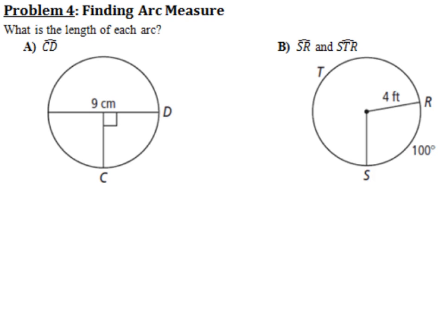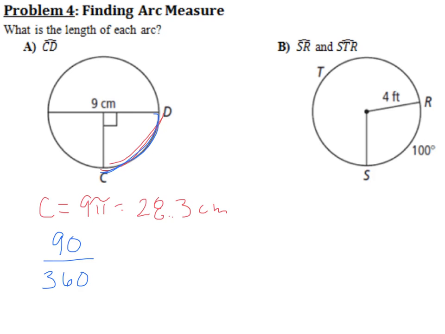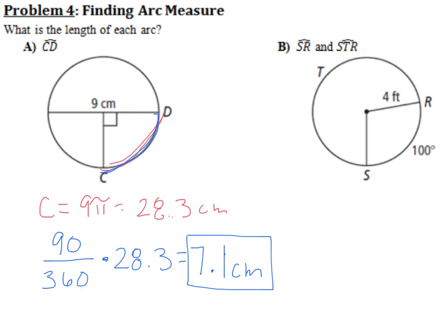So if I'm looking for the length of CD, what I'm first going to do is find the circumference of the whole circle. In this case, that would be my diameter times pi, because my diameter is given, which is equal to 28.3 centimeters. But I'm looking for just this arc. Just that arc is 90. So I'm going to take 90, divide by 360, because this is the section I'm looking for, and times it by my total circumference. That's going to give me my measurement just for that arc. And my answer is 7.1, and I have centimeters. It's talking about length, so I don't have it squared.